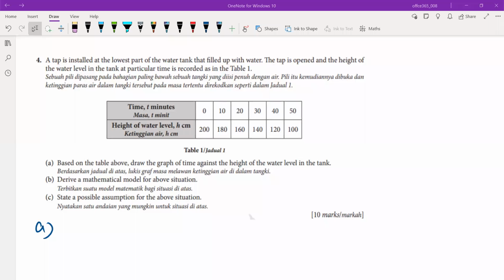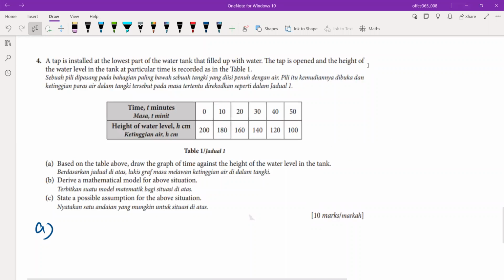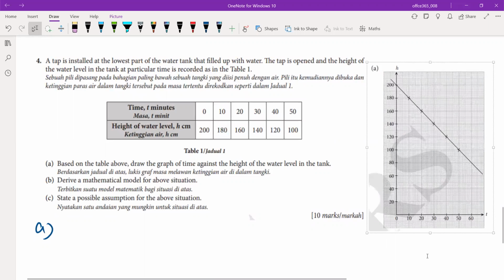Do you manage to plot the graph? That's the answer. You draw the graph, marking scheme answer. They ask you to draw it, the height against the water level. So they don't give you the scale. You just need to make sure the scale is reasonable, right?